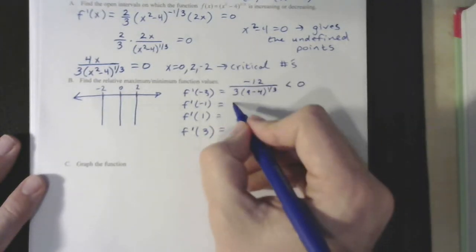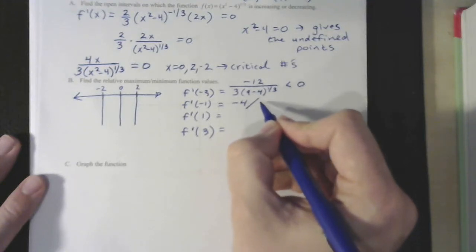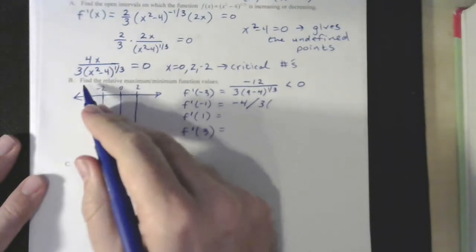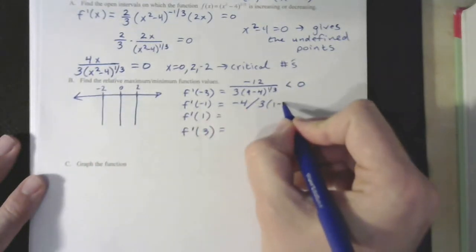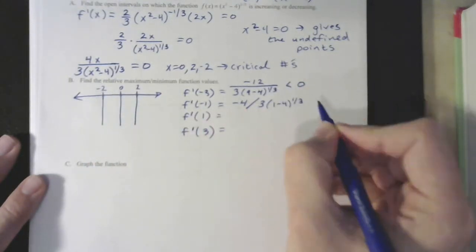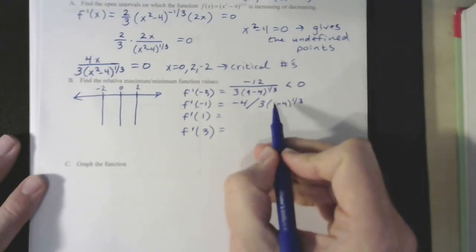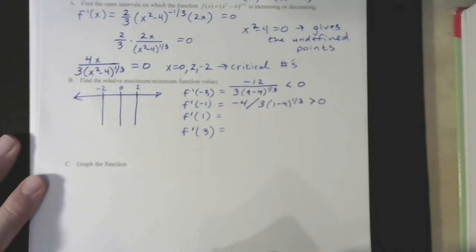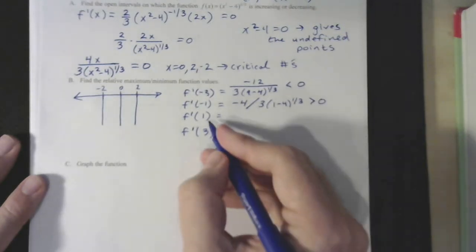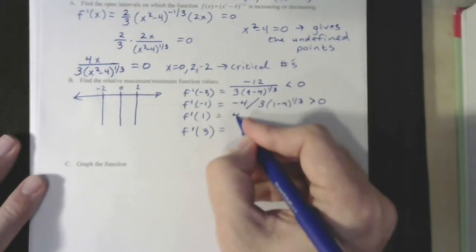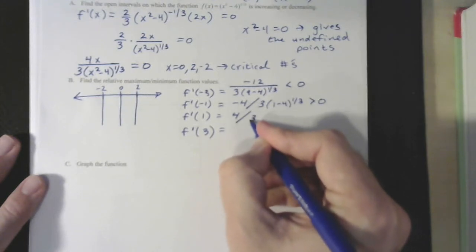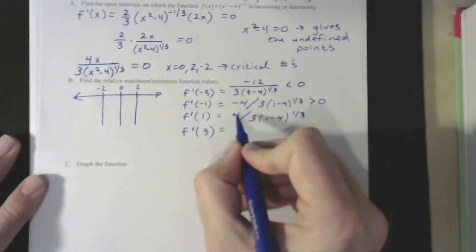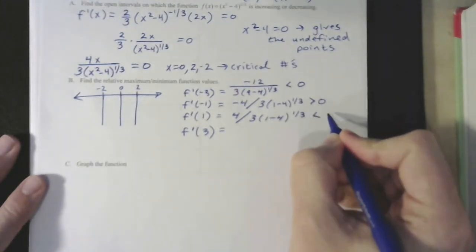For negative 1, we're going to have negative 4 over 3 times negative 1 squared is 1 minus 4 to the 1/3. So this is going to be a negative 3, so we'll have a negative over a negative, which is going to make this positive. Then for f prime of 1, we'll have positive 4 over 3 times 1 minus 4 to the 1/3. So now we're going to have positive over negative, so that's going to make this negative.